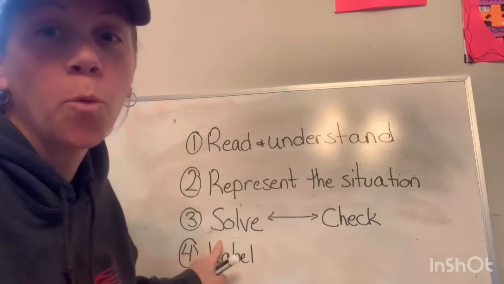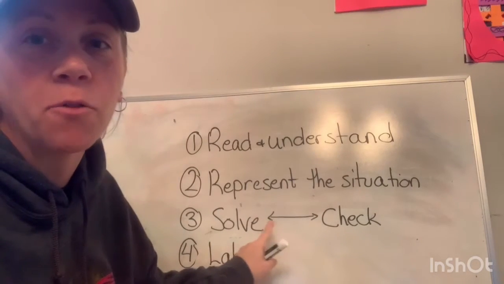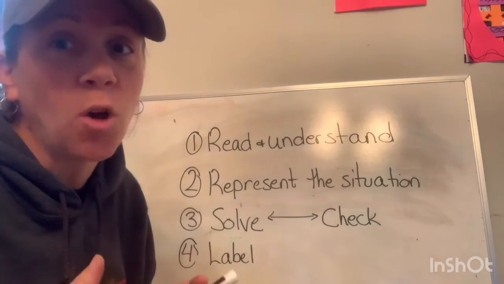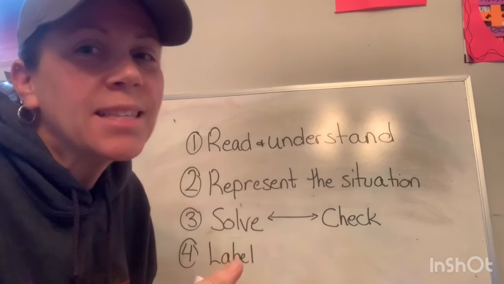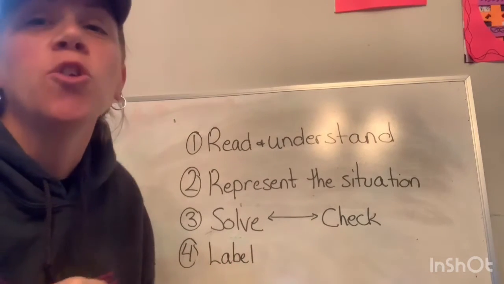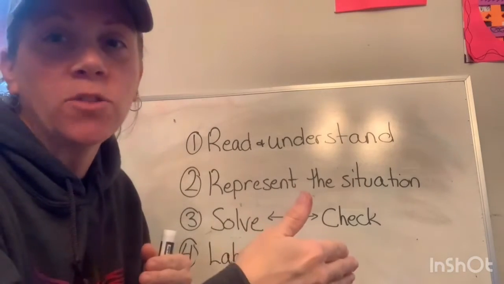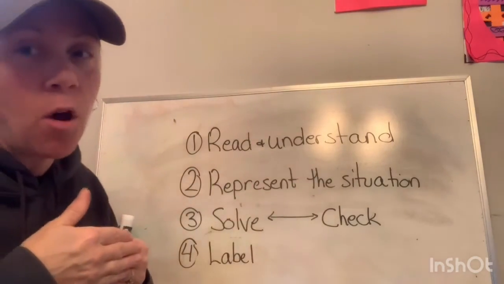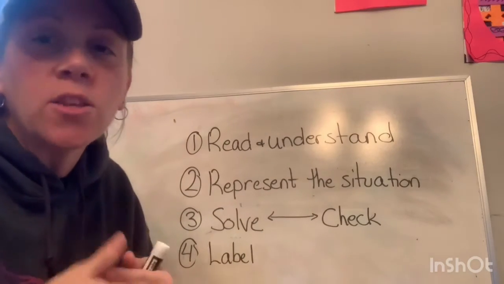Then number three, we're going to solve and check. If you look here, I have a little arrow that goes back and forth because sometimes we solve it, or we think we solve it, and we check it. If you really check it to see if it makes sense and it doesn't, you've got to go back and solve it again. You can't just solve it and hope for the best. Solve it, check to make sure it makes sense. If it doesn't, go back to solve, check again. If it doesn't make sense again, you've got to go back. Go back until you find the answer.